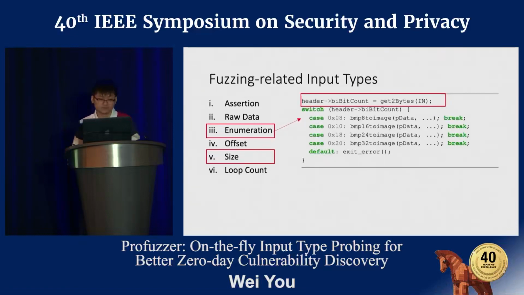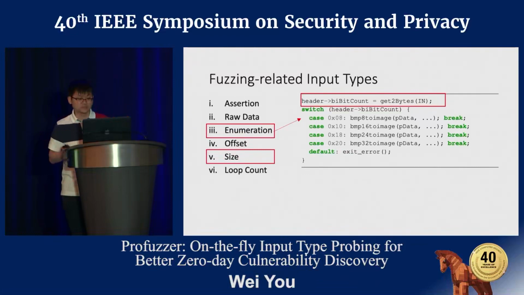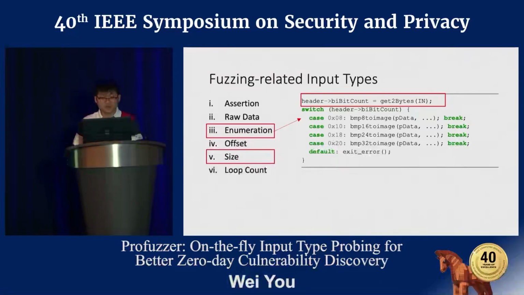An input field of enumeration type has a small set of valid values, with other values causing the program to terminate with an exception. Here we show a code snippet of OpenGPAC for processing an enumeration field that indicates the color depth. As we can see, OpenGPAC supports 4 different color depths, each corresponding to a different handling function.